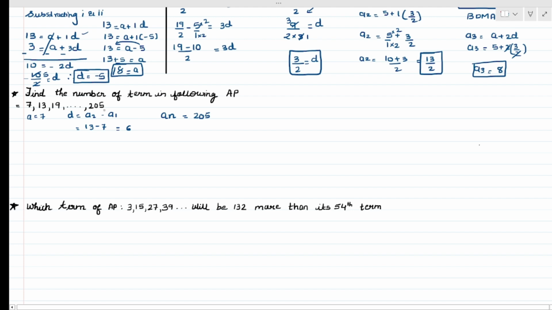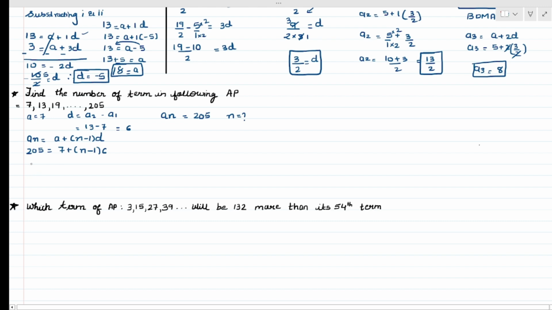What I need to find in this question is at what term this 205 comes. That means I need to find my N. At what number does this 205 come in my AP? So write down the formula. AN is equal to A plus N minus 1 times D. So instead of AN, you will substitute 205 equals, what is my A? It's 7 plus N minus 1, this is the thing we need to find, times D. My D is 6.